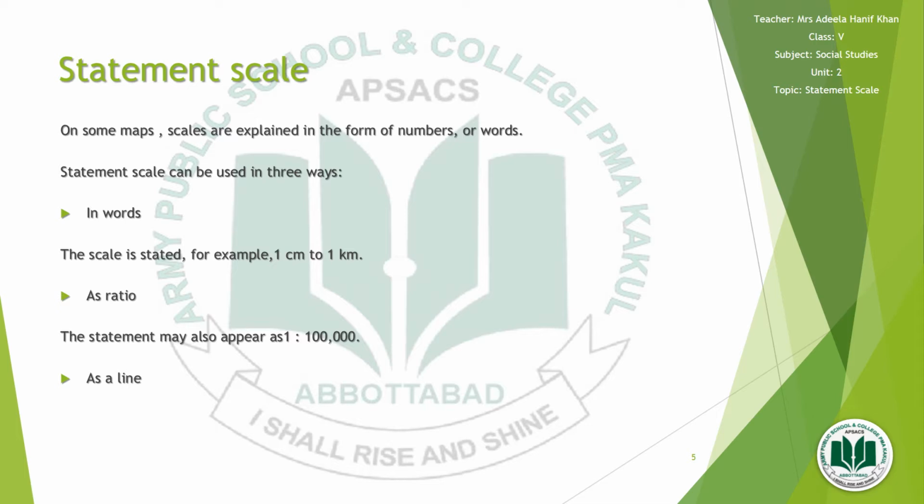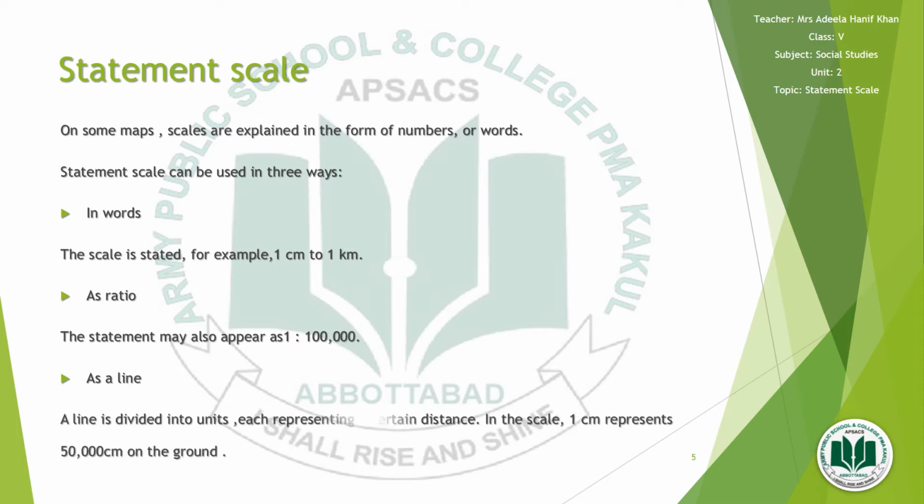Third is a line. A line is divided into units, each representing a certain distance. In the scale, 1 centimeter represents 50,000 centimeters on the ground, which means 50,000 centimeters is equal to 0.5 kilometer, and 1 centimeter on a map represents 0.5 kilometer on the actual ground.